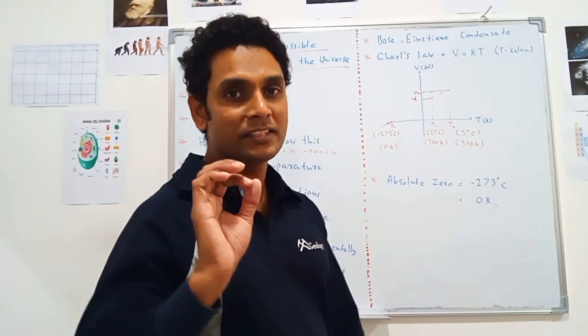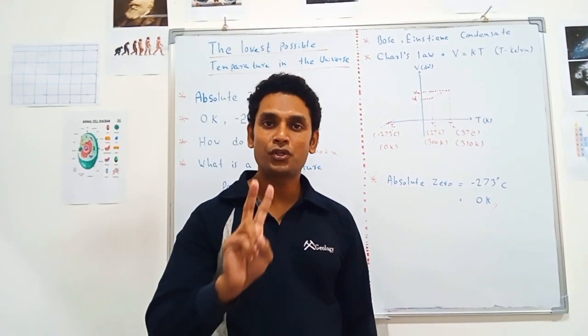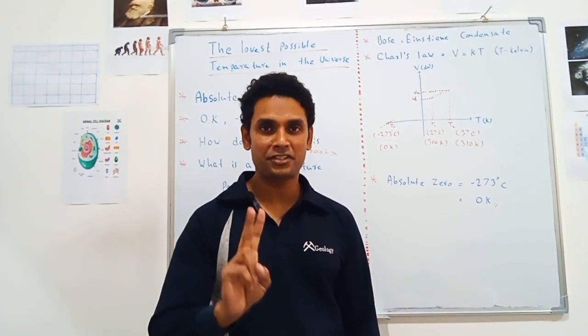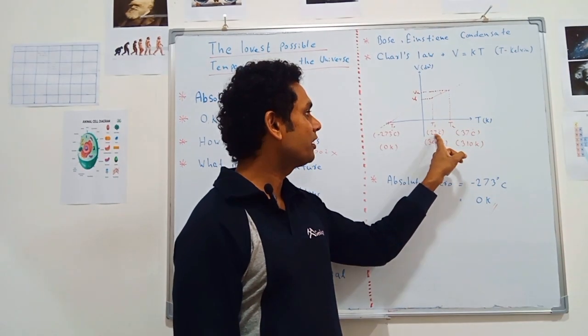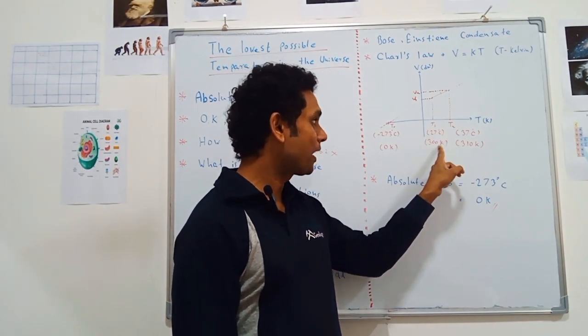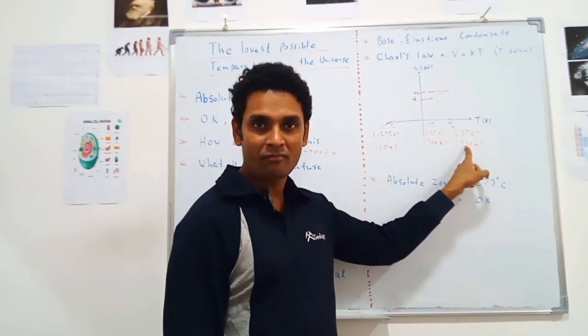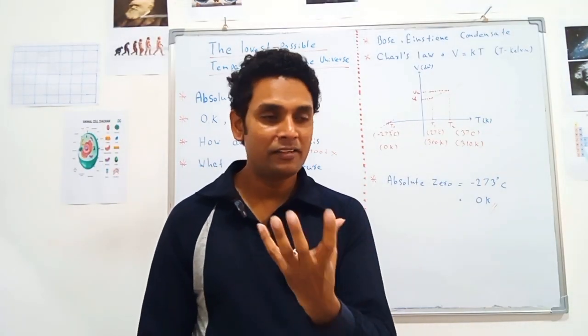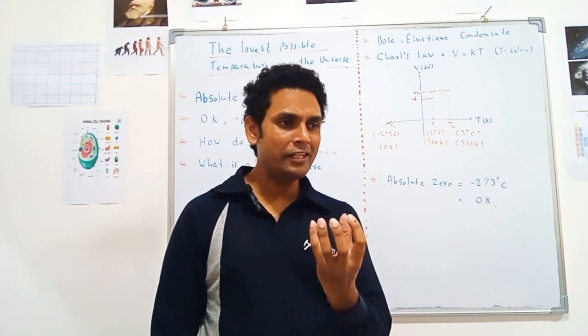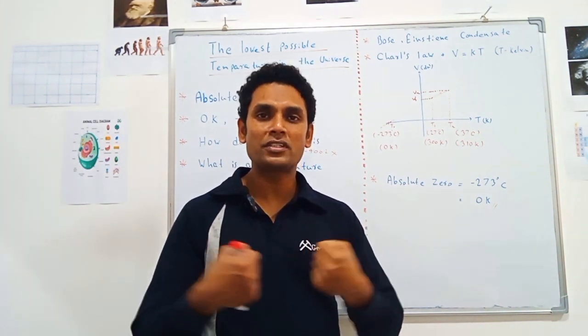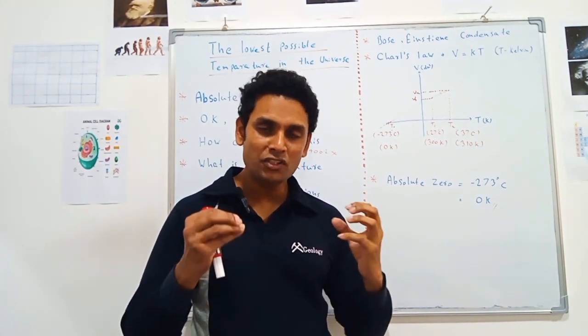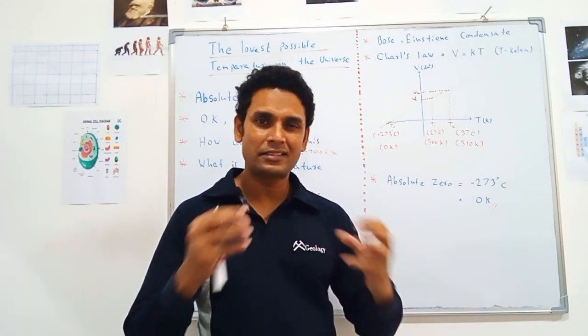Now we can do it simply. We can select two possible temperatures, let's say 27 degrees Celsius or 300 Kelvin, and 37 degrees Celsius or 310 Kelvin. So we can take a gas sample, let's say helium, because helium does not make any chemical bonds and it can behave most of the time as an ideal gas.